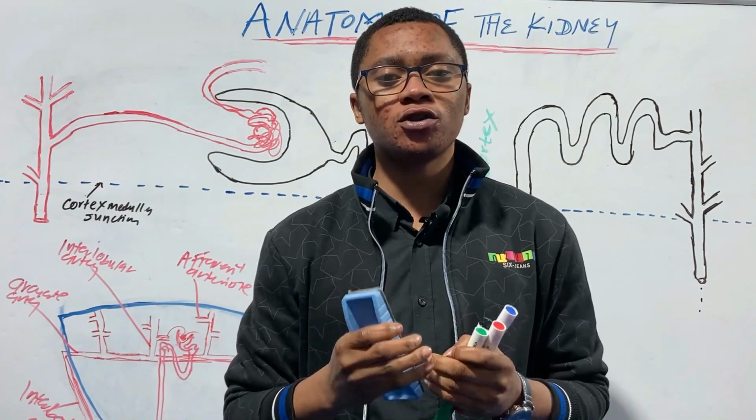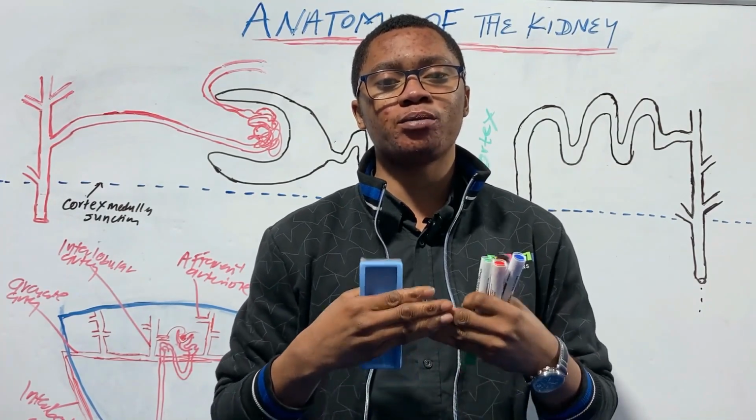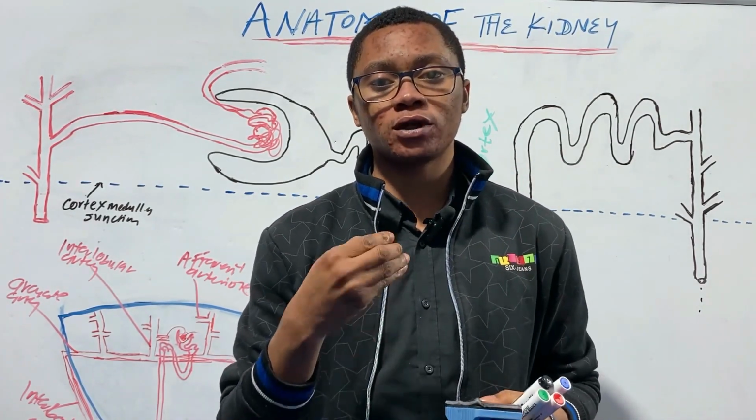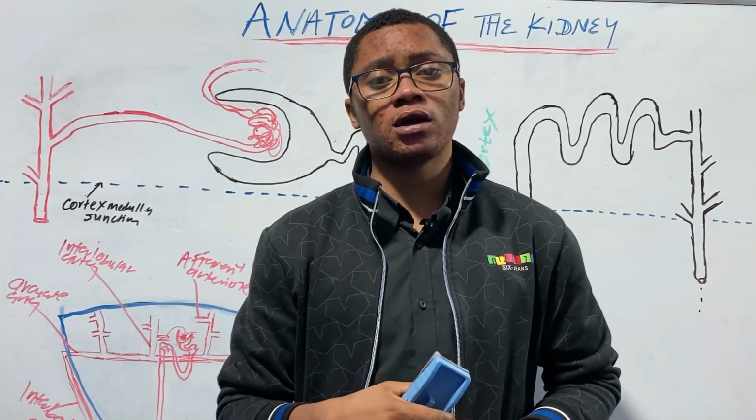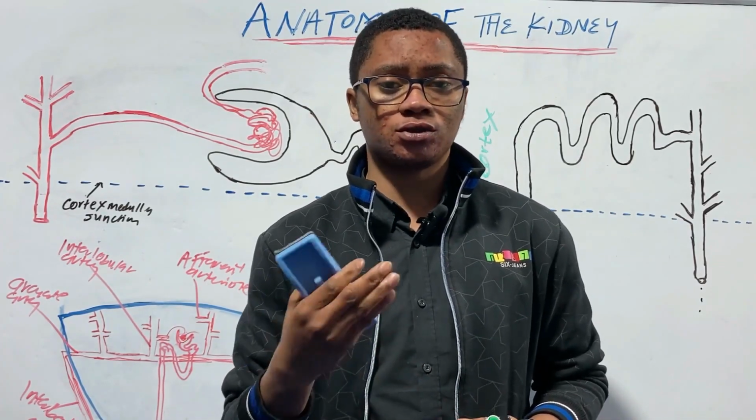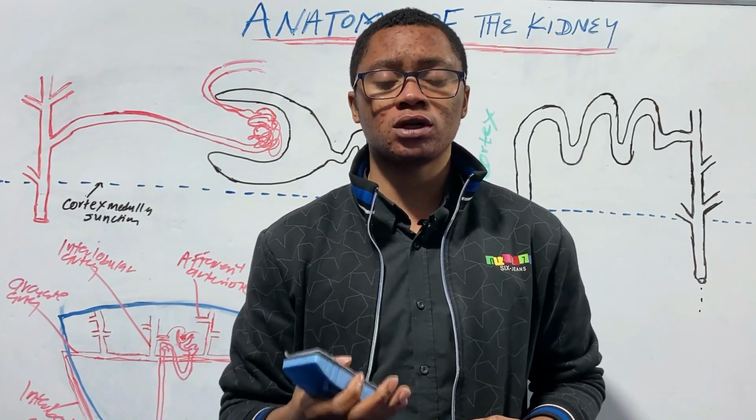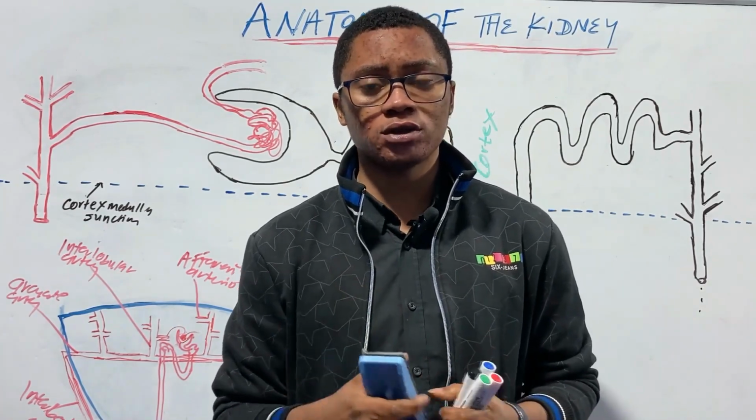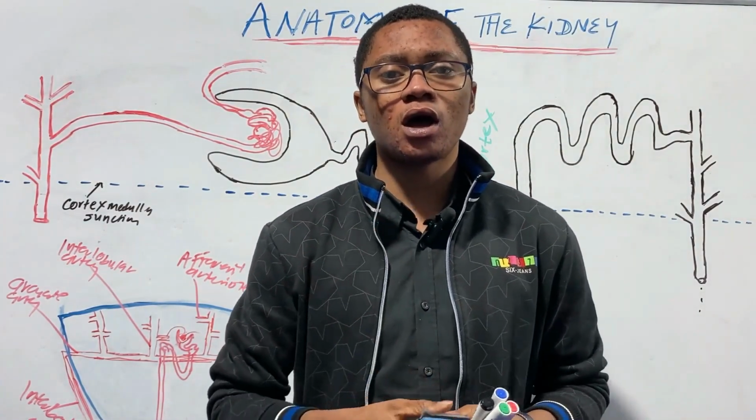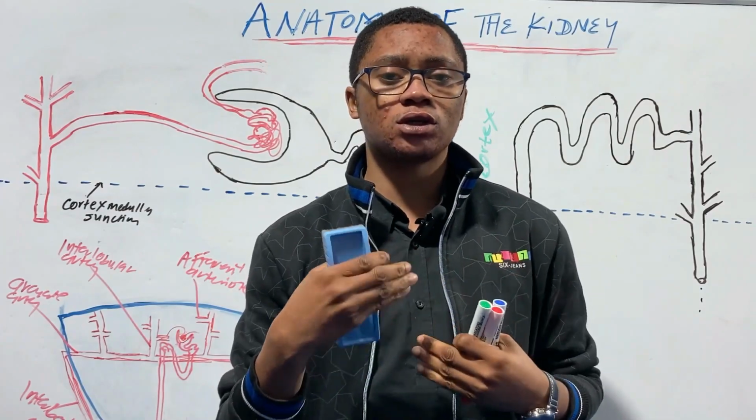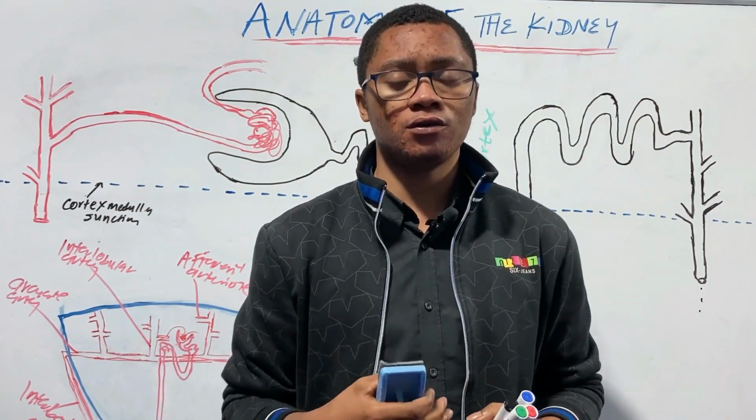In today's video, we're going to be looking at a brief overview of what the nephron is, the parts of the nephron, and the processes of reabsorption, secretion, and filtration that go on in the nephron. Just a brief overview. We'll look into more details about the structures and function of the nephron in renal physiology.